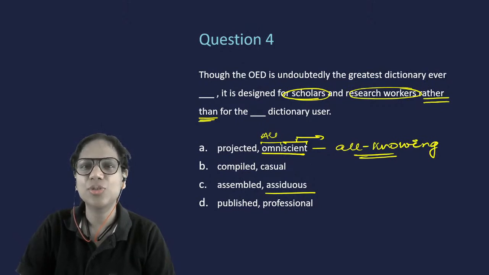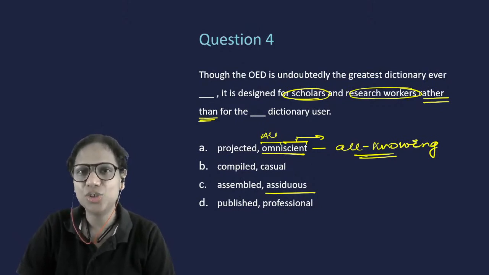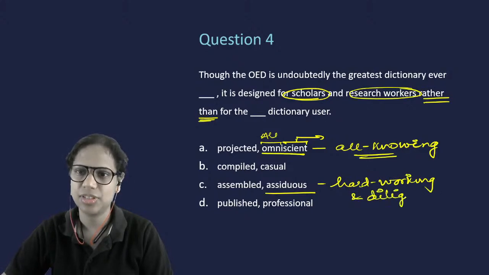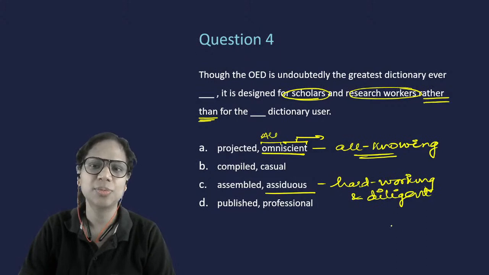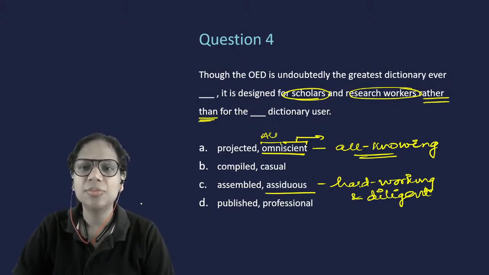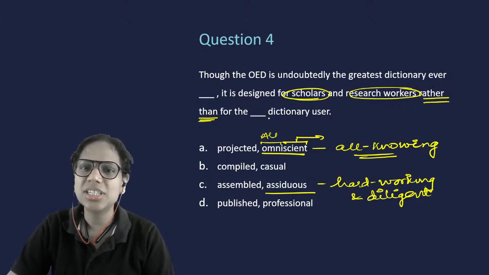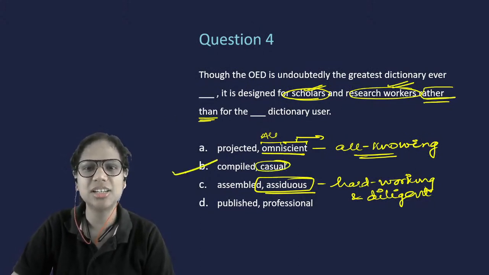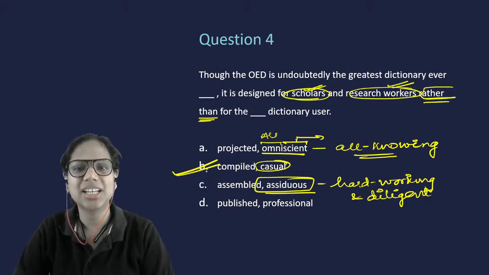So, someone who's very hardworking and diligent is an assiduous person. Hardworking and diligent. Such a person is an assiduous person. So, the word assiduous for the dictionary user does not create that sort of a contrast that I want to create with scholars and research workers, isn't it? Casual, however, creates that contrast. So, I wanted to create a contrast here, and casual does that.